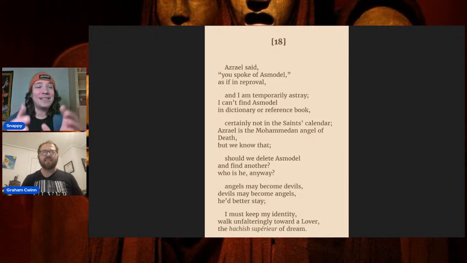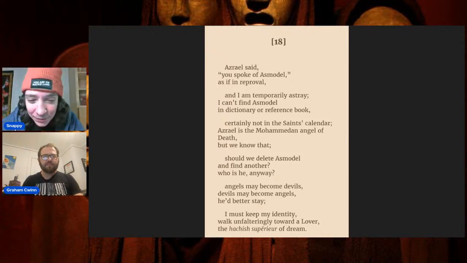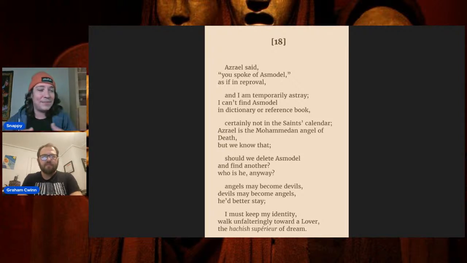She's also recognizing the connection between dream magic and hashish, right? But also that cannabis can create that dream. Both of them are of the same color, of the same quality, and they lead you to that lover. I must keep my identity too, right? This theme of defining herself through her own means, through her own body, through her own ability. She doesn't want to get caught up in these other names and other things. She wants to see it in her own reality.